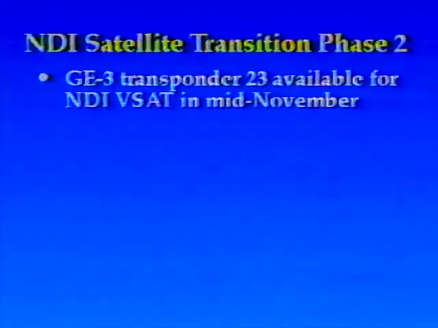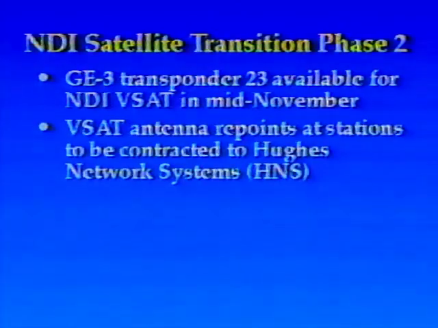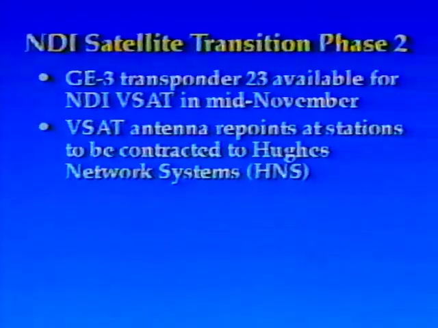After the completion of Phase 1, we move to Phase 2, where we'll be repointing all the VSAT dishes at the stations. As mentioned earlier, GE3 transponder 23 will be available for the National Datacast VSAT around the mid-November timeframe. First step is to repoint the uplink at the SoC to GE3, and after that's accomplished, we'll begin repointing the antennas at the stations. We've contracted Hughes Network Systems to perform that over a 3-week period.